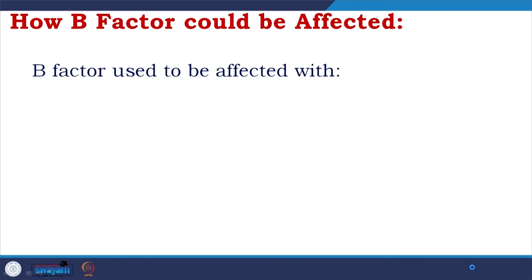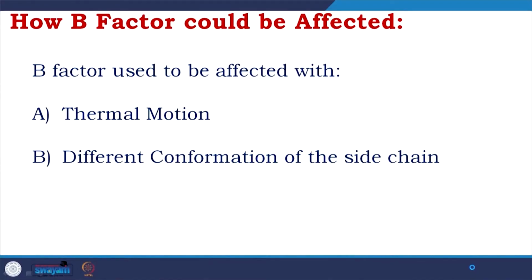How could B factor be affected? B factor is affected by thermal motion, which I have already discussed, because with increasing thermal motion there is flexibility. When there is flexibility, the X-ray is hitting one time this position, other time that position, resulting in low or poor electron density. Another factor is different conformations of the side chain. If the side chain conformation is different, then it would automatically fluctuate between A conformer and B conformer, hence having a motion.